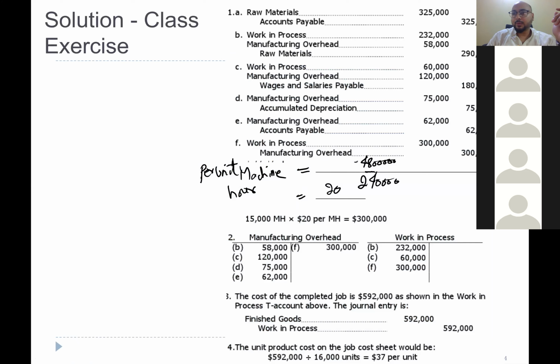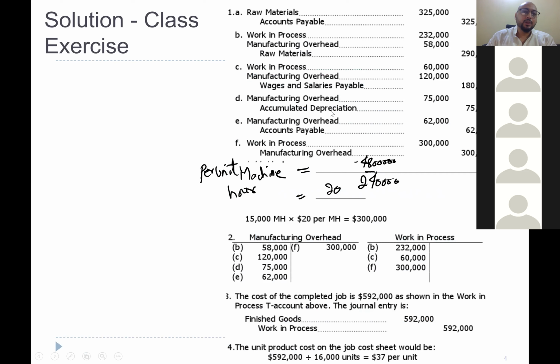Here we go. So the first entry would be raw material to accounts payable, because we purchased raw material. And then the raw material is transferred to work in progress and manufacturing overhead. The entry would be work in progress and manufacturing overhead to raw material. And then direct labor and indirect labor are going to be accounted for, which is work in progress and manufacturing overhead to wages and salaries payable, total 180,000.